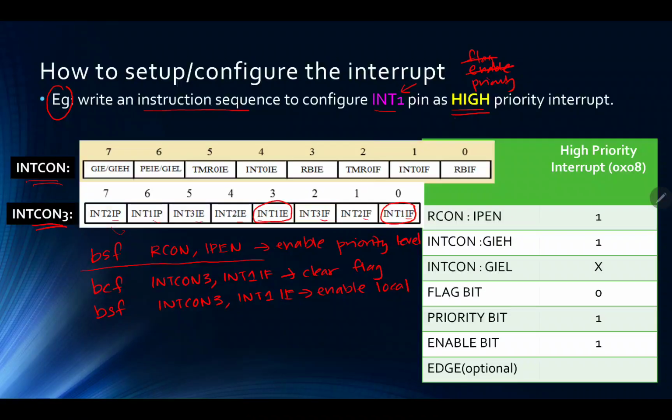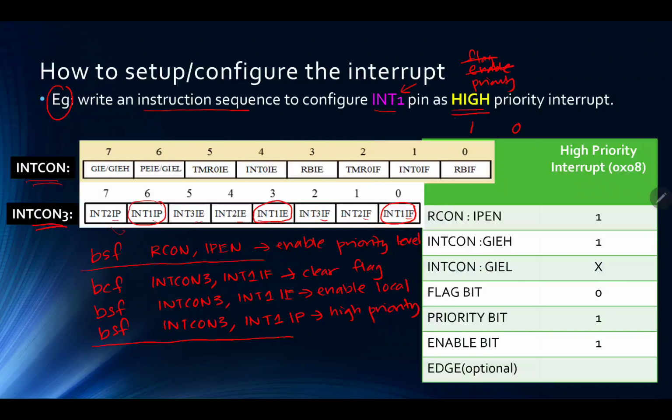Then you have the priority. So enable done. Now next is priority. Where is the priority bit? The interrupt 1 priority bit is also here. Now this is high priority, right? High priority means this is 1. Low priority means it will be 0. So that means we need to bit set INTCON3 interrupt 1 IP. So this is high priority. So are we done?